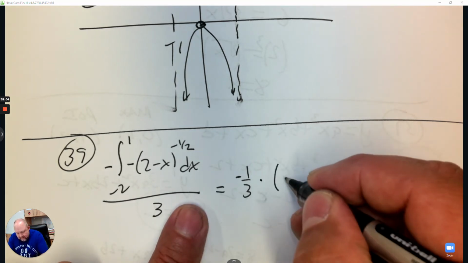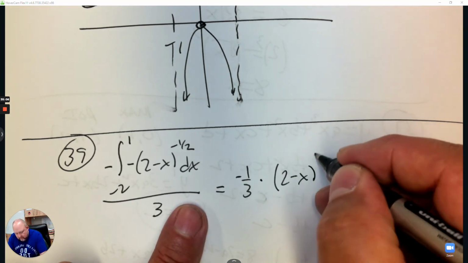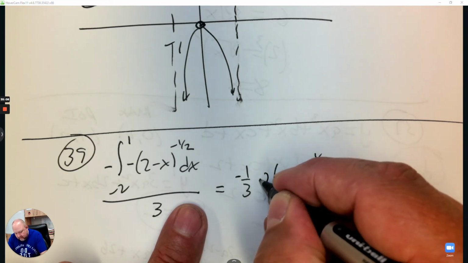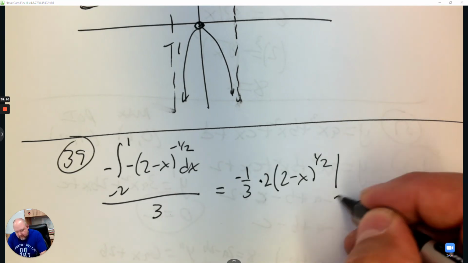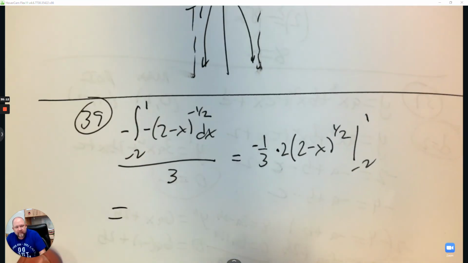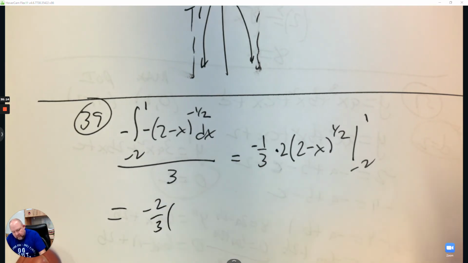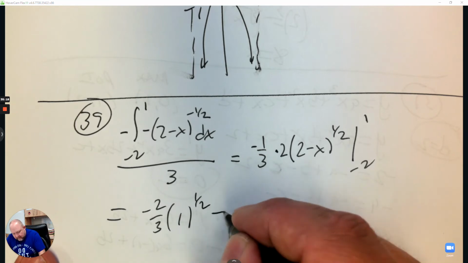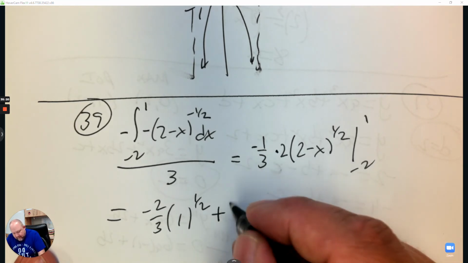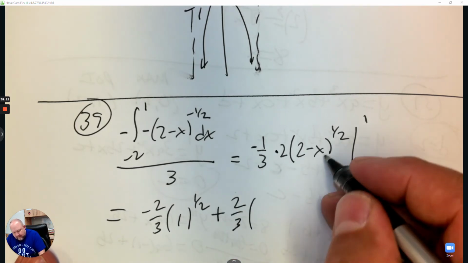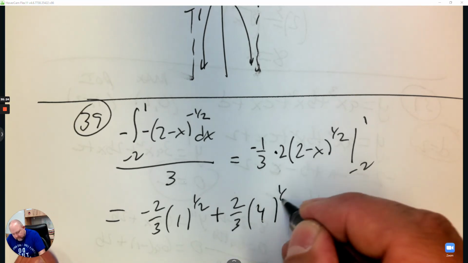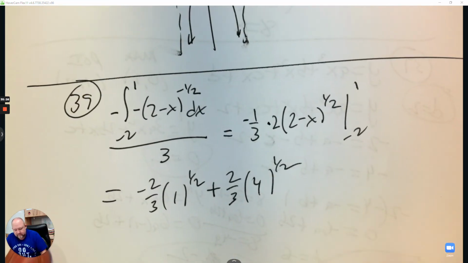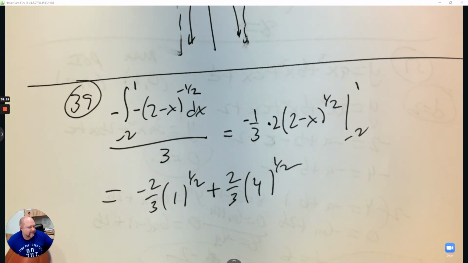And then I'm going to add 1 to the exponent instead of dividing, times the reciprocal. And that's from -2 to 1. So I have -2/3, plug in 1, subtract -2/3, plug in -2, and you have your answer. That's a good enough answer for me.